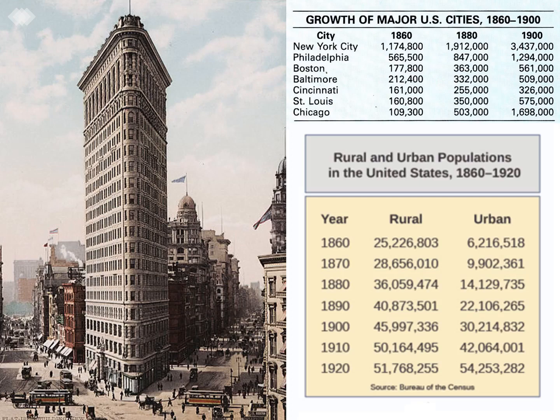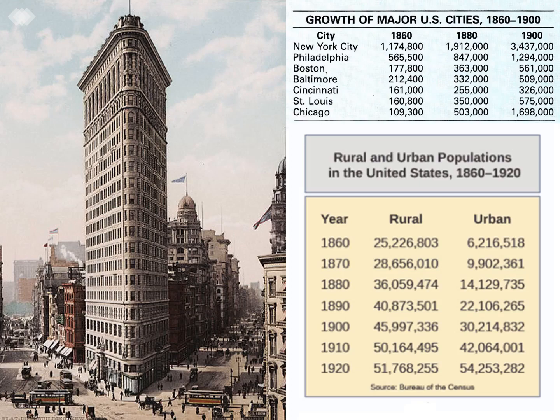Philadelphia went from 500,000 people in 1860 to over a million people. True, by today's standards, these are not large numbers, but by the standards of the Gilded Age, these are huge numbers. Boston, Baltimore, Cincinnati, St. Louis, Chicago, San Francisco, you name it, usually these industrial towns, that's where all the growth was happening.